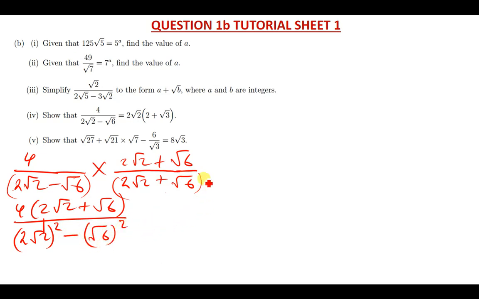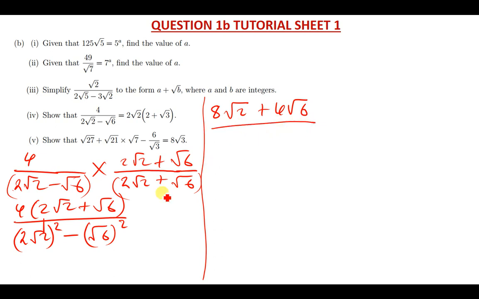So this can be simplified further. 4 times 2, we get 8 root 2. Then 4 times root 6 gives us 4 root 6. Then everything divided by the difference of two squares down there. So this will be 4 times 2, which gives us 8. Then we also have root 6 squared, which is just 6. So we can subtract in the denominator.